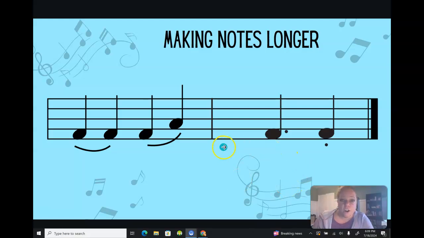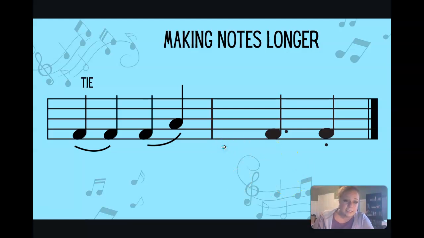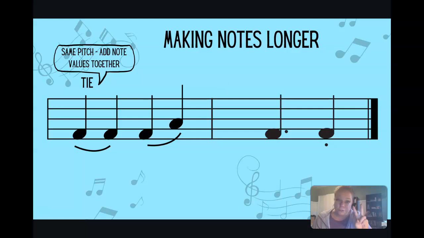The very first way to make notes longer is called a tie. If you look at these first two notes on the staff, you can see that they're on the same space. They are joined together by a curved line. This is called a tie. A tie makes notes longer because they are two notes of the same pitch, and that curved line means you're going to add the value of those two notes together.